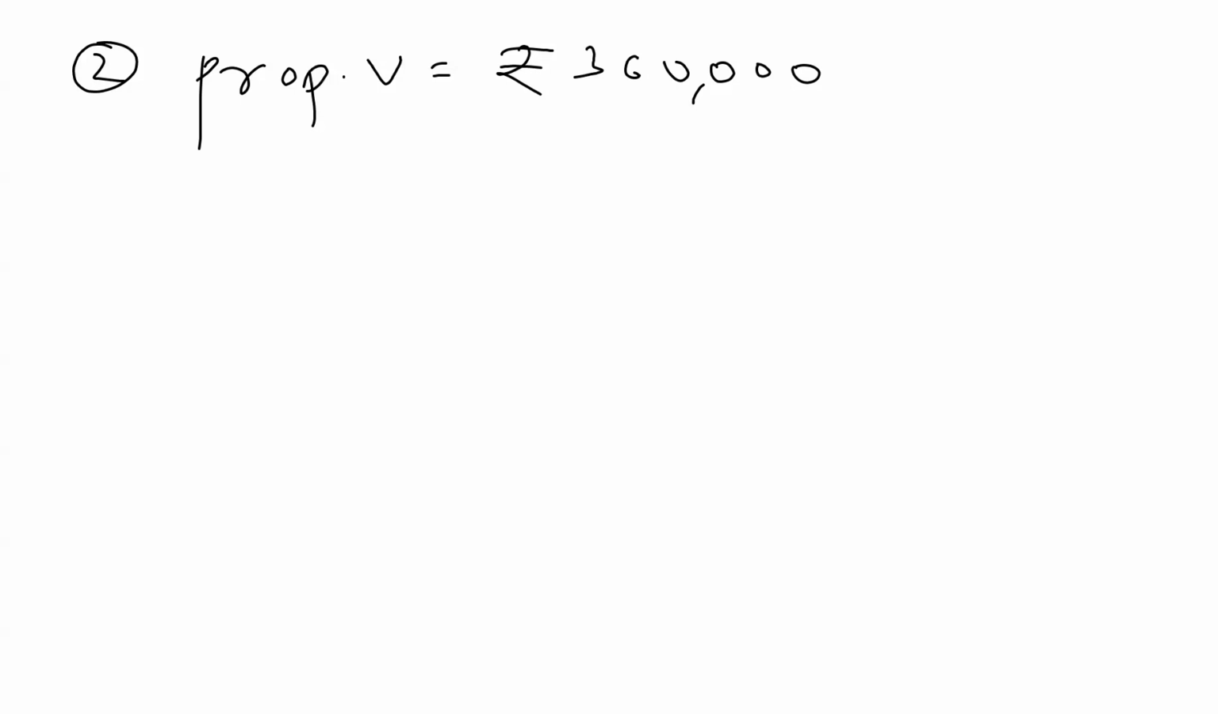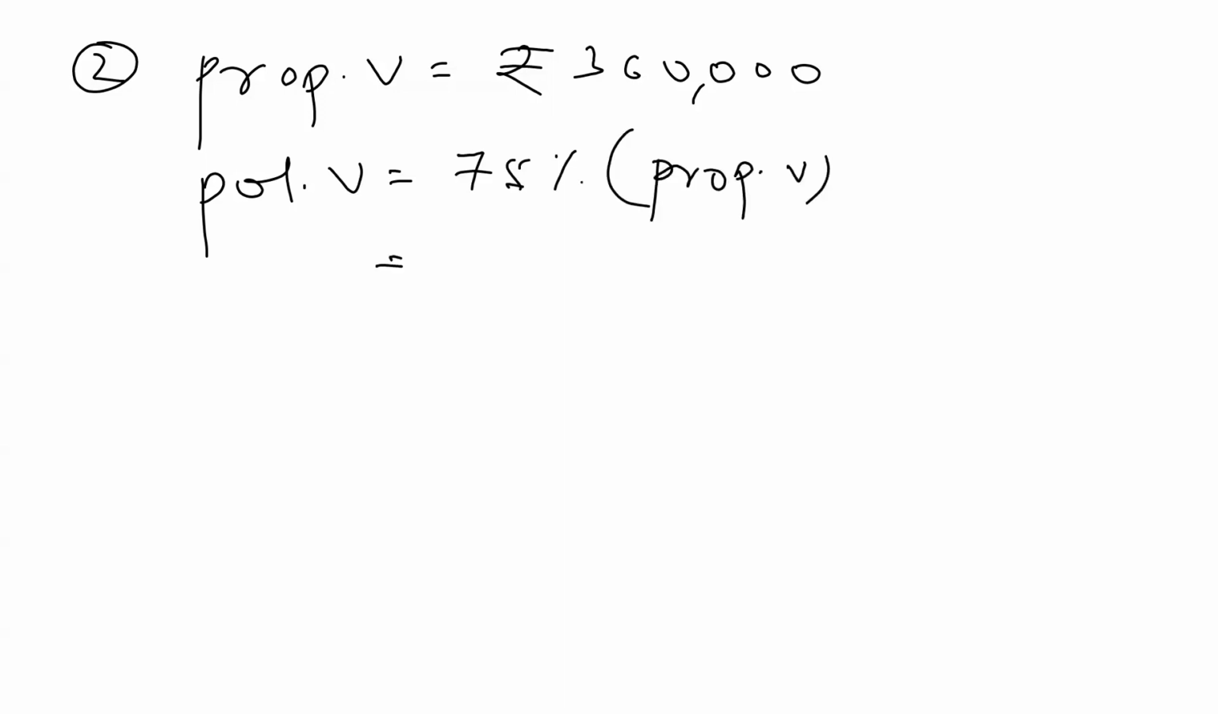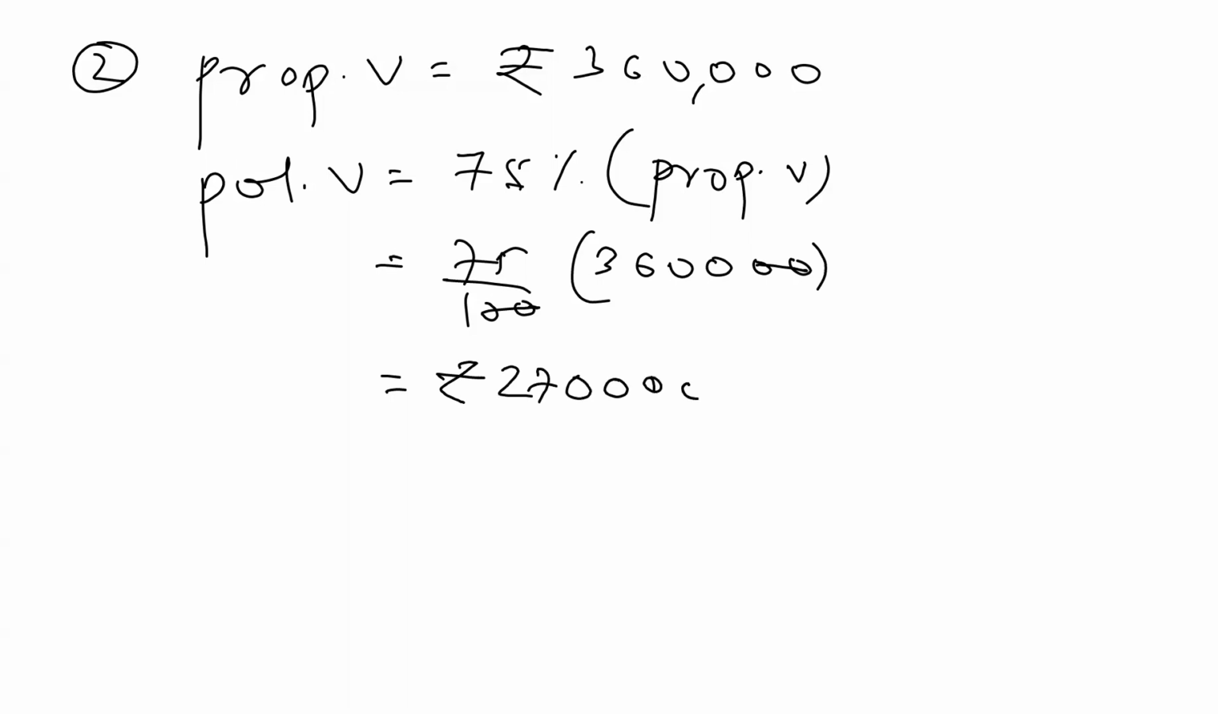So that indicates that the policy value is 75%. Okay, 75% of the property. So 75 upon 100 into 3,60,000. So you can cancel the zeros over here. 75 into 36. That calculation you will have to do. So this will be 2,70,000. Fine. So we got the policy value over here.